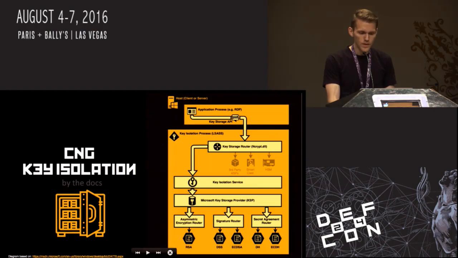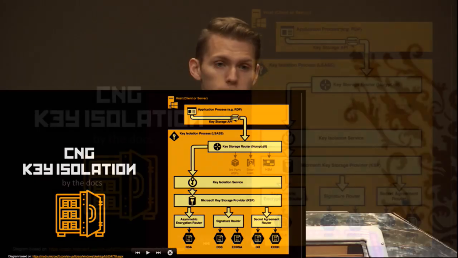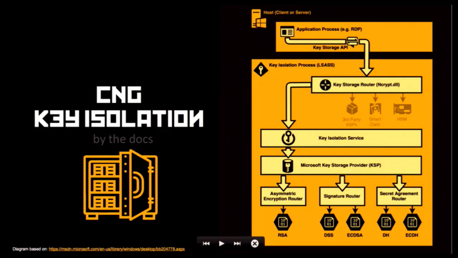So CNG, how does that work? Essentially, everything gets routed through the ncrypt DLL. That's really useful for the reversing aspect because that told me where to look. And then there's this whole key isolation service, and then we have these key storage providers, again, that then manage those secrets in memory and on disk.